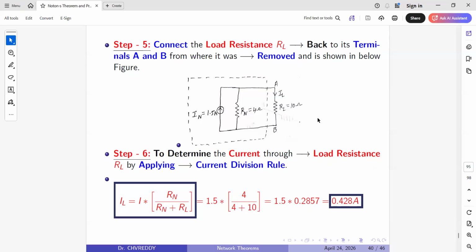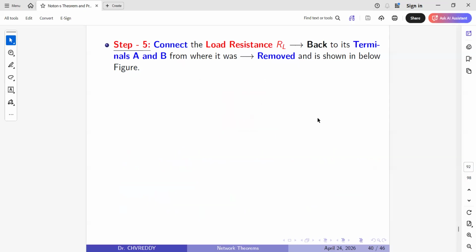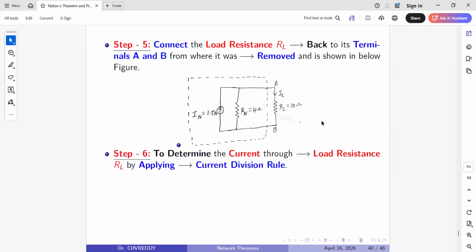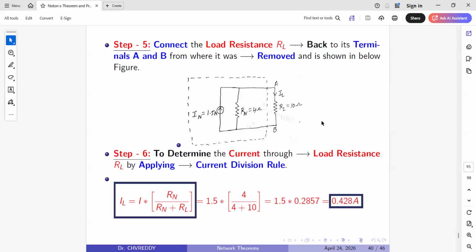In the given data, they are asking to draw the equivalent circuit. That we already did. We drew the equivalent circuit here. So this is the equivalent circuit we drew. In the second part, they are asking to calculate how much current is passing through the load resistance. That current also we calculated here. So 0.42 amps of current is passing through the load resistance.